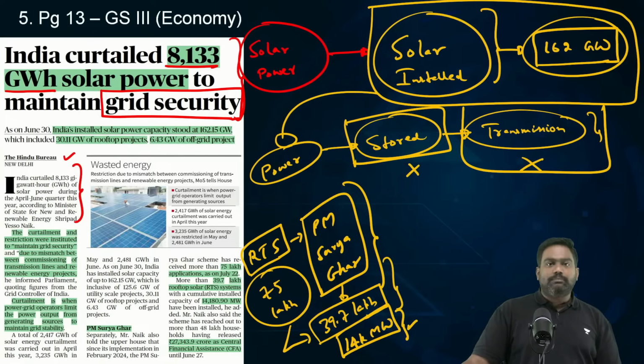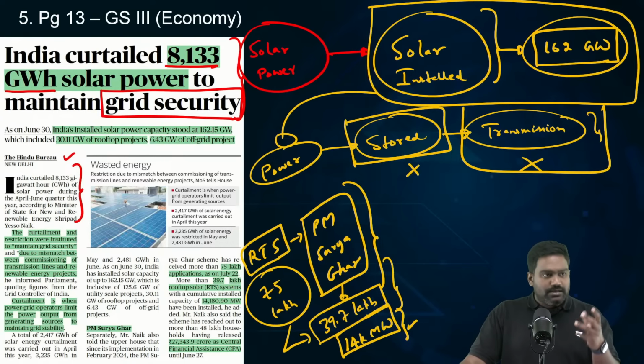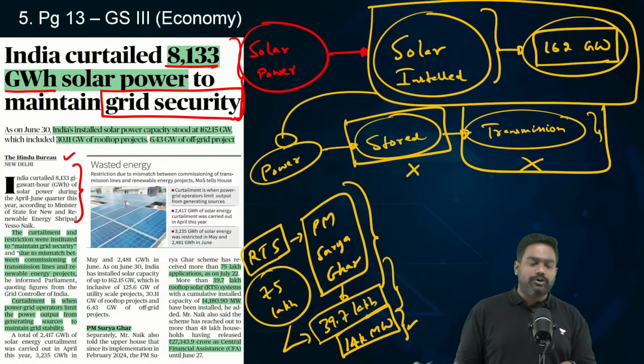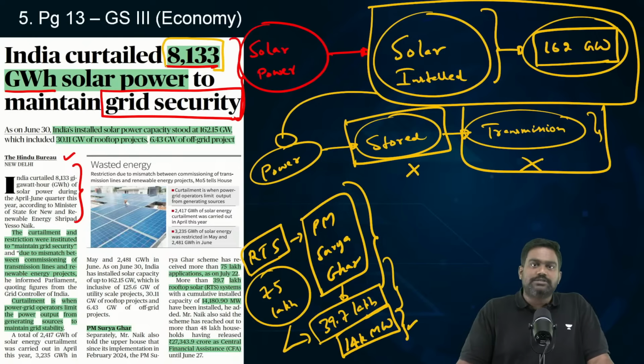So if you were to supply all the power generated, it will overload the grid and the grid is likely to crash. And that is a serious economic and national security risk. So to protect the integrity of the grid and the security and safety of the grid, the producers are being forced to curtail their production, and we are losing around 8,133 gigawatt hours. So this is the gap that India would need to fill right now.